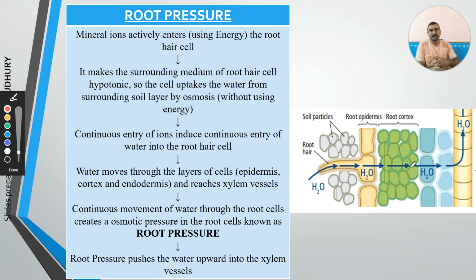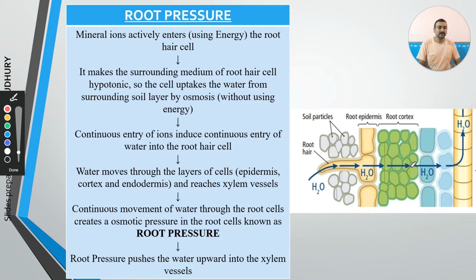As the water keeps on moving continuously, the inner layers of the cell get filled with water. So when it is filled with water, obviously what will happen? Inside, a pressure is created, right? That pressure which is created due to continuous entry of water is called an osmotic pressure. Since it is caused due to osmotic entry of water, you call it an osmotic pressure. And this is happening where? In the roots, so you call it a root pressure.